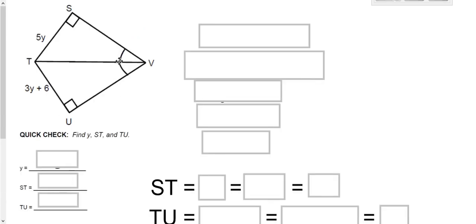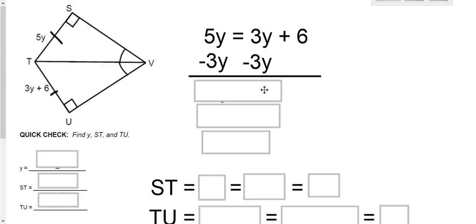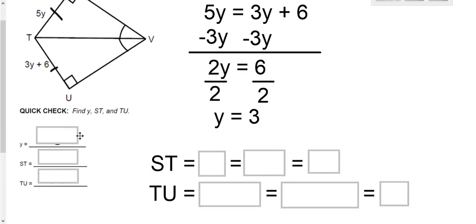Here again, we've got the angles marked congruent. So first thing I do is remind myself that these distances from this angle bisector are equal also. So there's our equation: 5y equals 3y plus 6. Subtract 3y from both sides. I get 2y equals 6. Divide by 2, and I get y equals 3. So there's our first part, y equals 3.